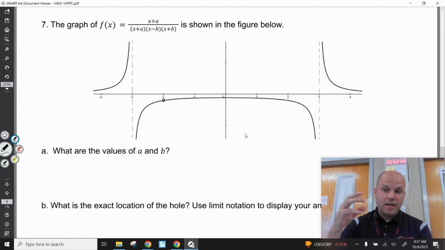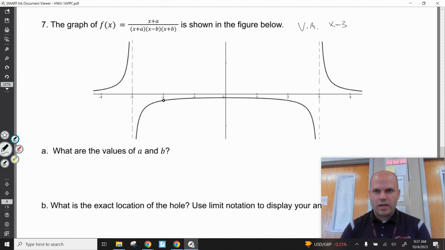Okay. I'm giving you the graph. You have to get the information out of the graph to produce the equation to find what A and B is. What do we notice? We got a vertical asymptote at x equals 3 and x equals negative 3. Well, that means that B's got to be 3 because I'm going to have the factors x plus 3 and x minus 3 in the denominator. So boom.